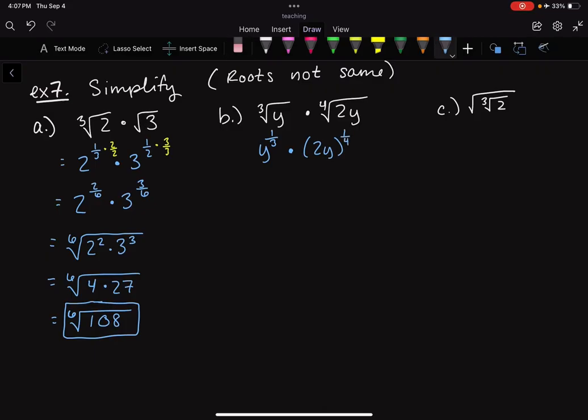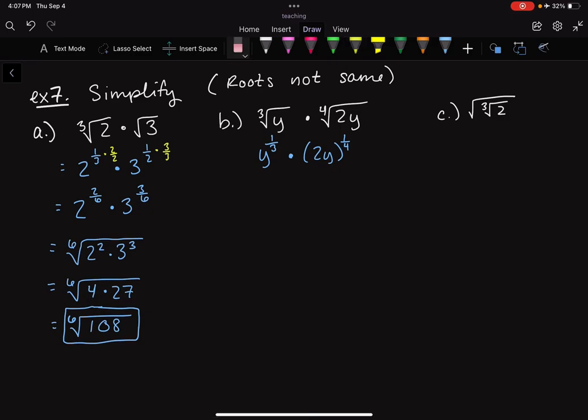Trying to write it up and down for you. Let me write it bigger, actually. I feel like that is way too small. Let me write it bigger. y to the 1/3 times 2y to the 1/4. There we go. Maybe that looks better.